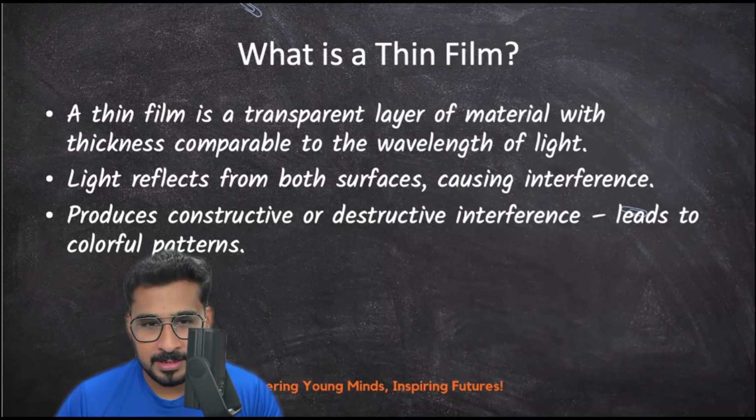Basically, a thin film is a transparent layer of material with a thickness comparable to the wavelength of the light. The wavelength of visible light ranges from 4000 angstroms to 7000 angstroms. When light falls on a thin film, some part of it is transmitted and some part is reflected. Because of the thickness of the film, some part is reflected after hitting the inner surface, and they both interfere to form an interference pattern.